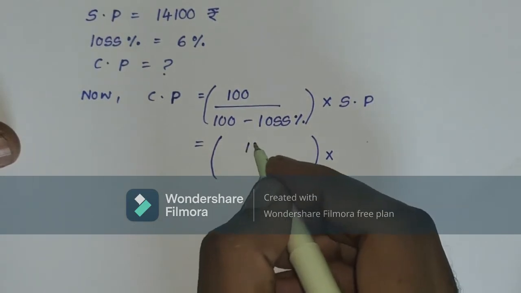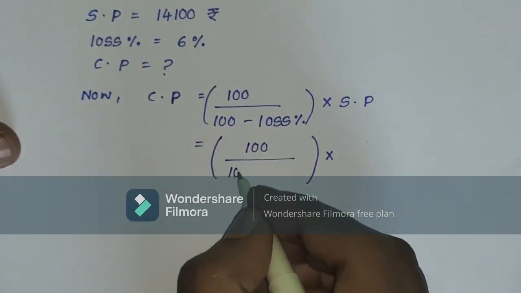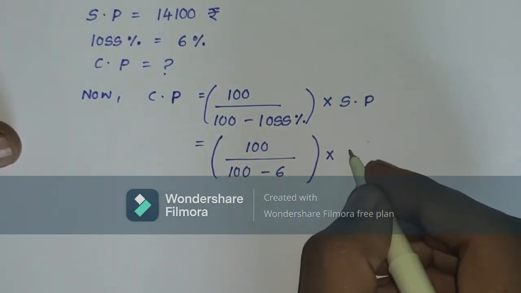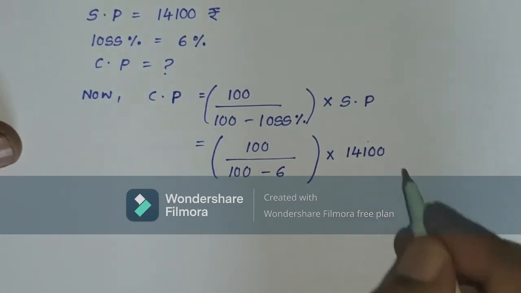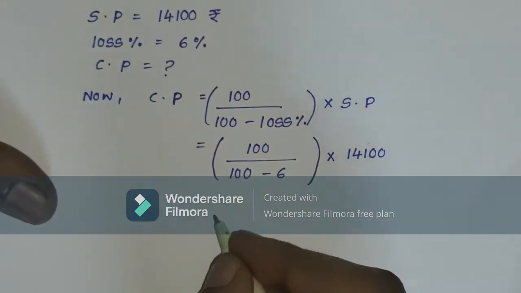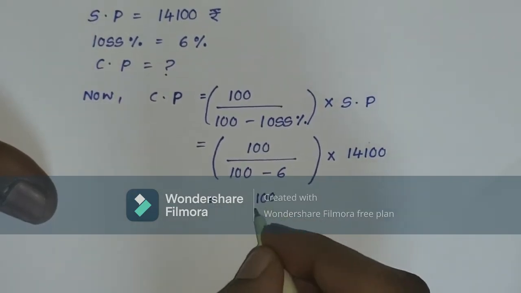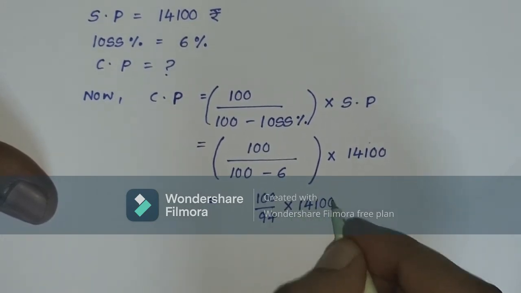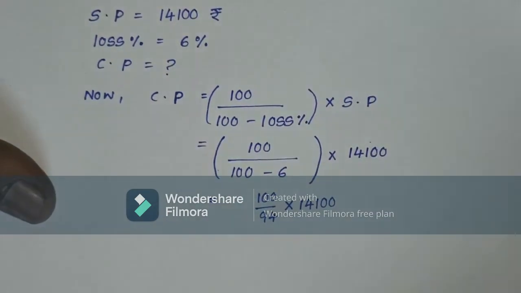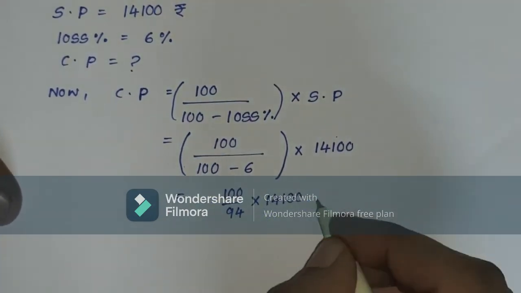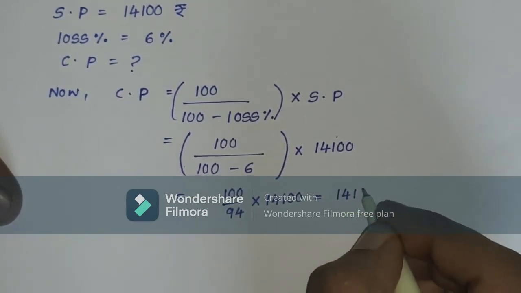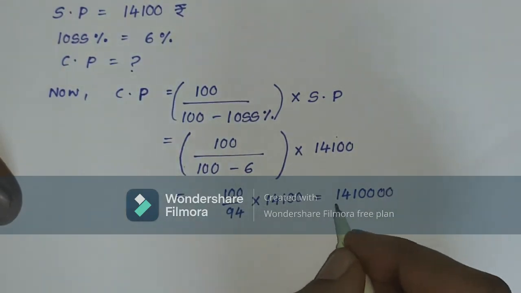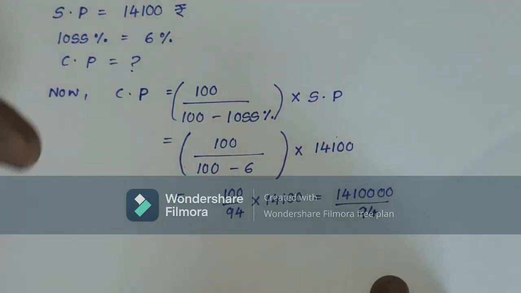Now student, substitute the values, that is 100 upon 100 minus... What is the loss percent, student? 6. Okay, and the selling price is how much? 14,100. Let us simplify this. You get 100 upon 94 into 14,100, right student? Now we can simplify this value much more. 14,100 multiplied by 1 will be this, but we have 2 more zeros, so add 2 more zeros. So this will be the final fraction value, right student?